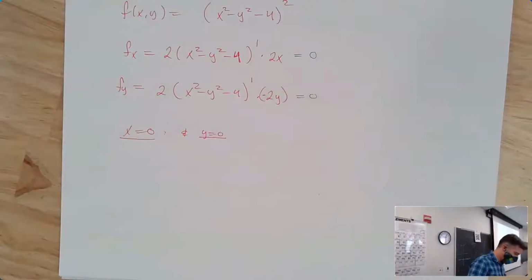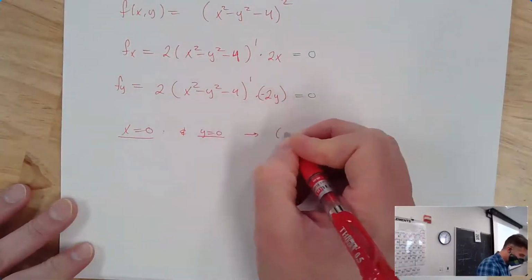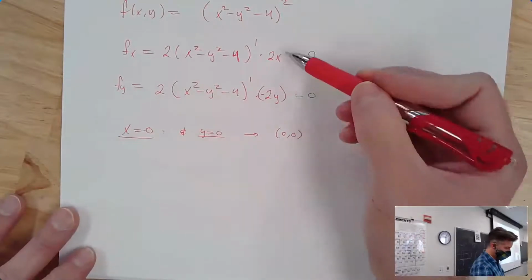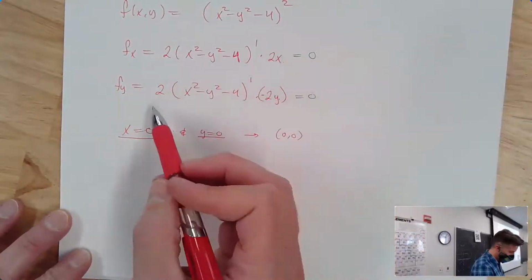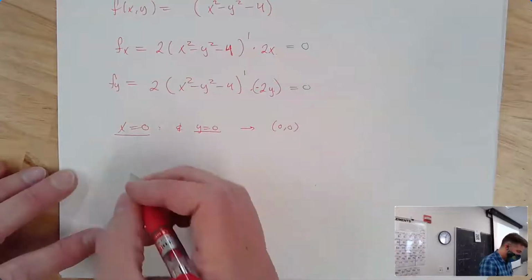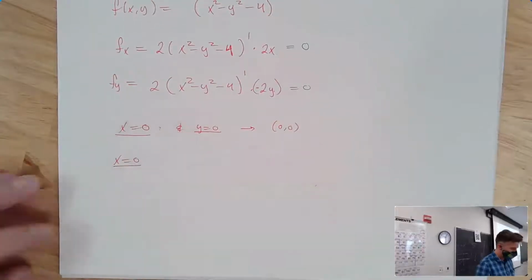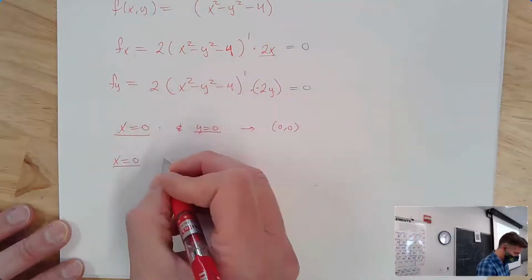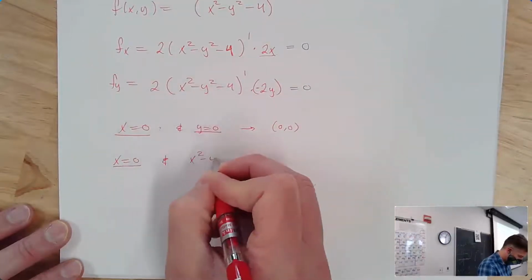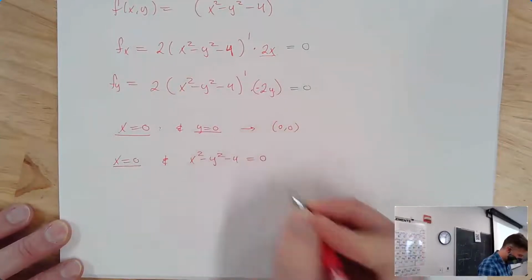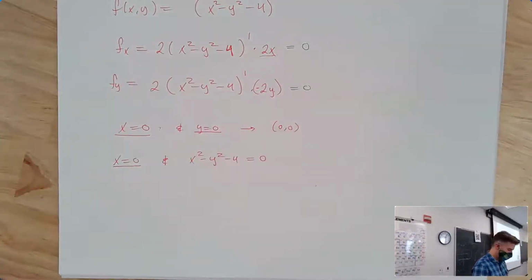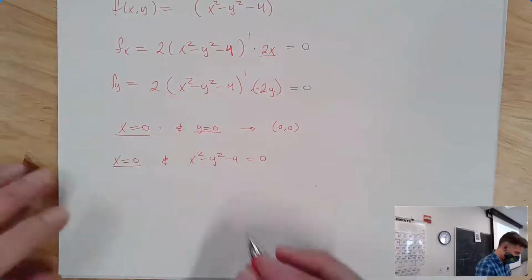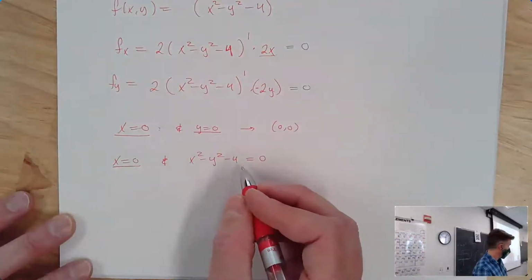All right, so 0, 0 is one of my critical points. If x is 0 and y is 0, this whole thing is 0, this whole thing is 0. But instead of picking x equal to 0 and y equal to 0, I could pick x equal to 0 and all of this equal to 0. So sometimes you don't get an answer. That's okay. I think we're actually not going to get an answer here, which happens sometimes.